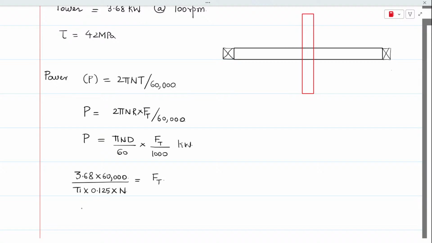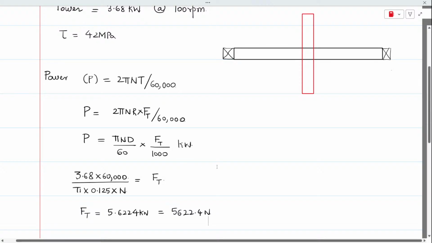So now upon solving, we get the tangential force as equal to 5.6224 kilonewtons, or this would be also 5622.4 newtons. That is the value of Ft. Now the tangential force has been calculated.